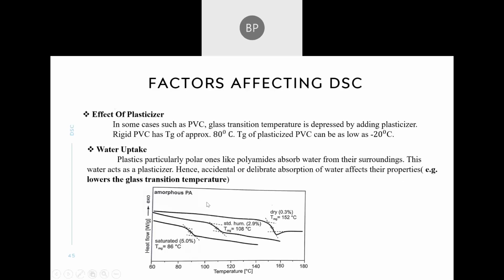If you look at the graph, when an amorphous PA is taken, for the dry amorphous PA, the glass transition is observed at 152 degrees Celsius, whereas if we do the same process with 2.9% standard humidity, then the glass transition temperature rapidly decreases to 108 degrees Celsius, and if we further increase the humidity to 5%, then it further decreases to 86 degrees Celsius. So we need to make sure that there is no water uptake for the sample.